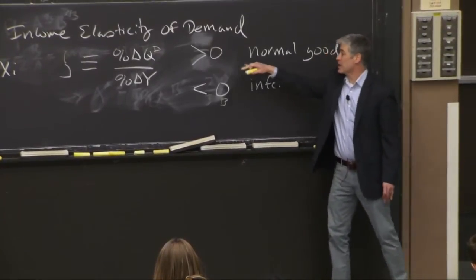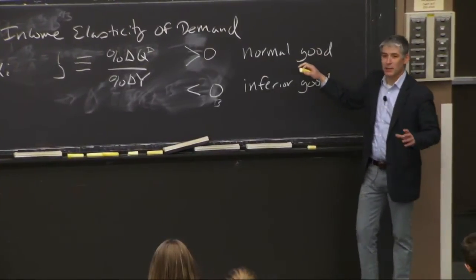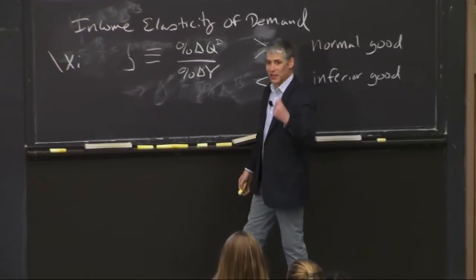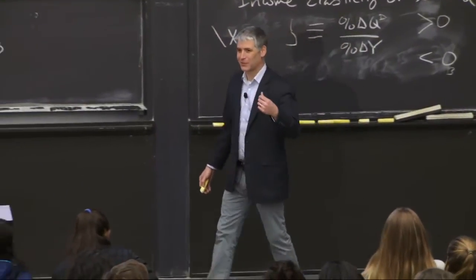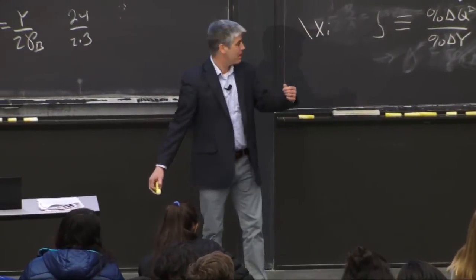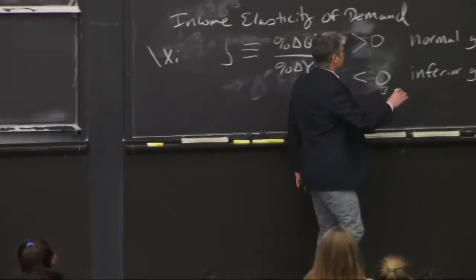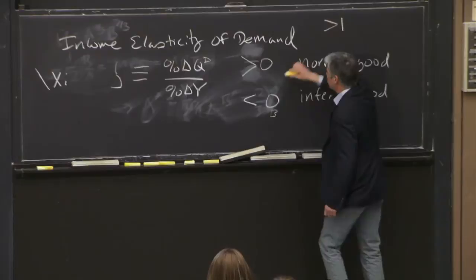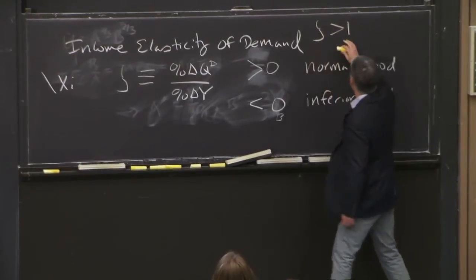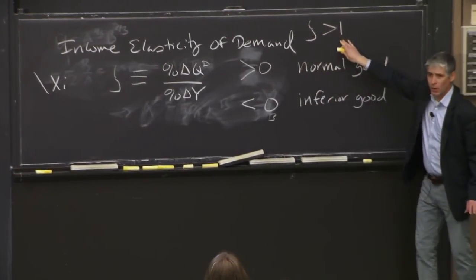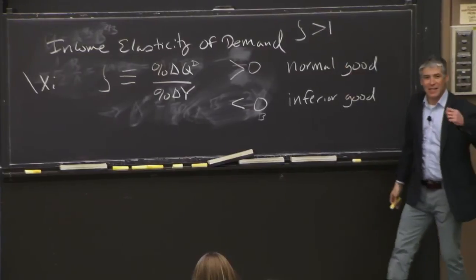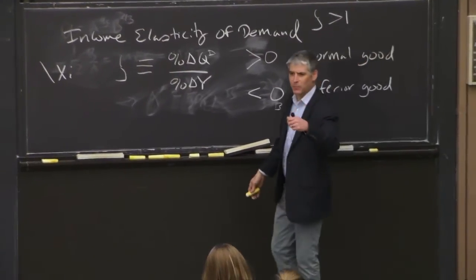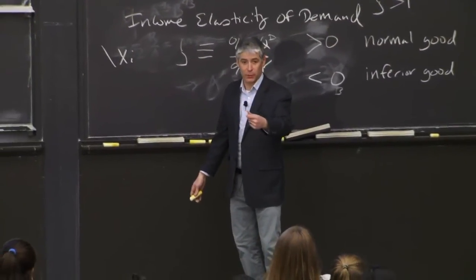Economists further break down normal goods into what are known as luxuries and necessities. This is just sort of a terminological thing. But if you think of xi as being bigger than 1, that says as my income goes up, I spend more than proportionally on this good.